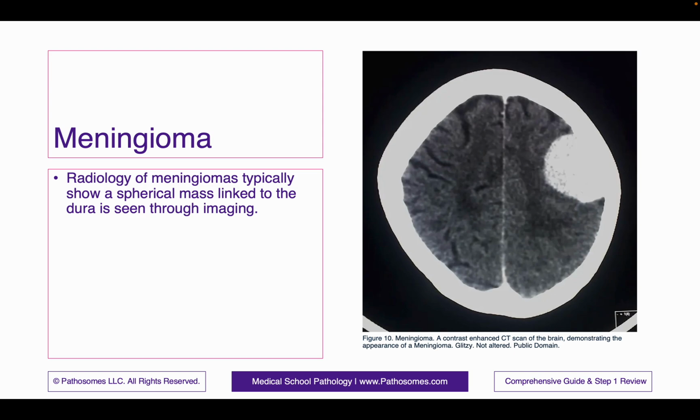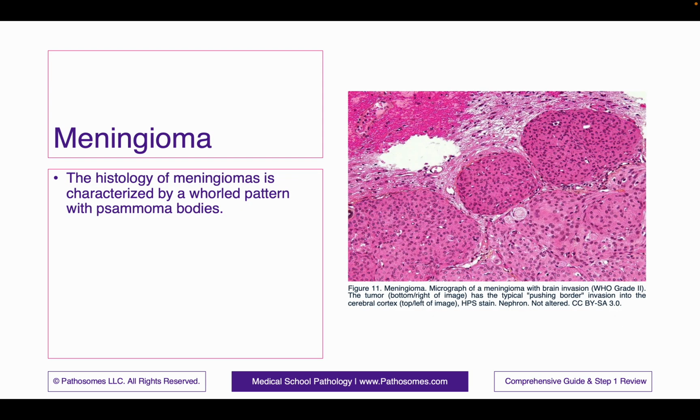The radiology of meningiomas typically shows a spherical mass linked to the dura. And the histology of meningiomas is characterized by a commonly tested buzzword feature known as a whorled pattern or psammoma bodies. You'll see that within meningiomas, I guarantee it.